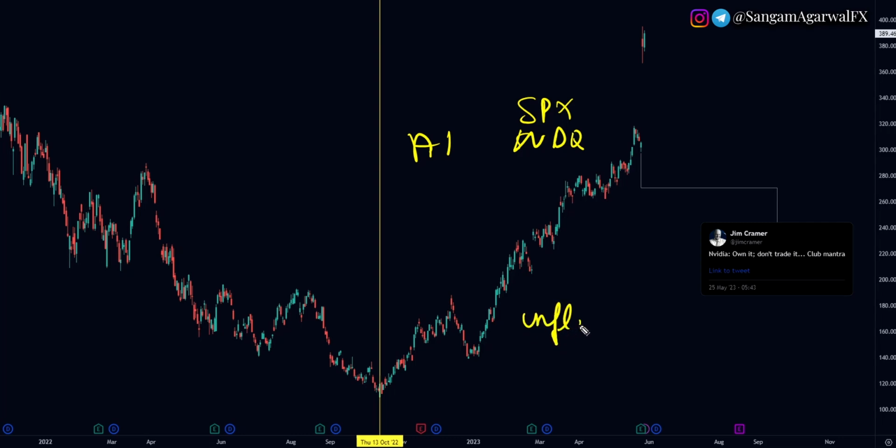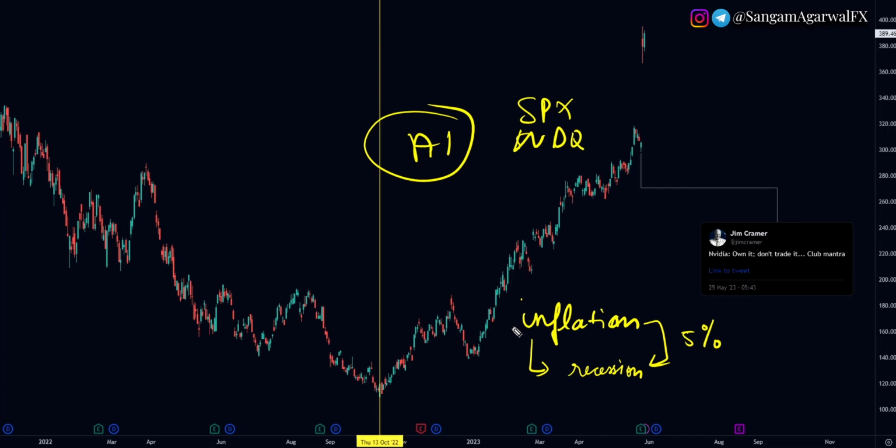Because if you see, as a beginner trader, there is an inflation crisis, and to solve that problem, central banks are creating a recession, and to create a recession they are doing rate hikes, and now the interest rate is more than 5%. But because of AI, that inflation problem can be solved without creating a recession, without doing a 5% rate hike. That's why people are mad about this AI bubble.